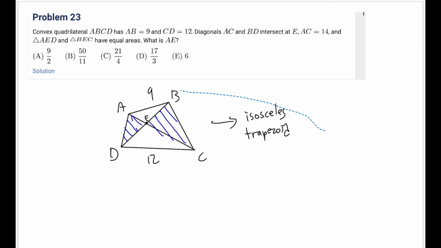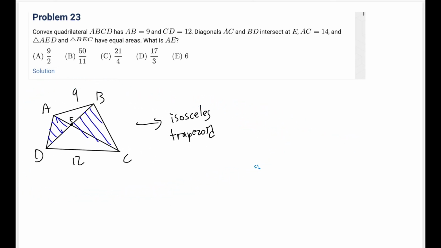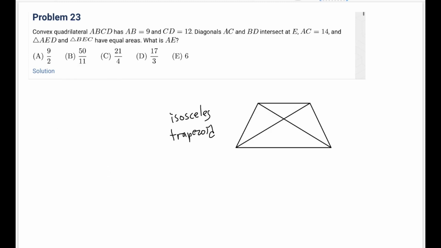Because those have the same area for both triangles at either end like this. So if we make an isosceles trapezoid again, it would be like this, like this, like this, and then this would actually be what ABCD looks like. Like that, and then that would be ABCD. This is an inaccurate picture. This would be A, B, C, D.